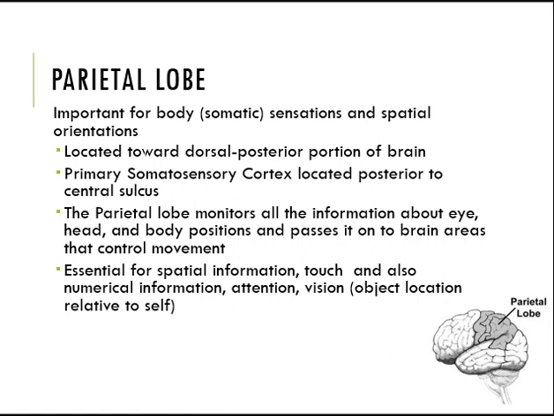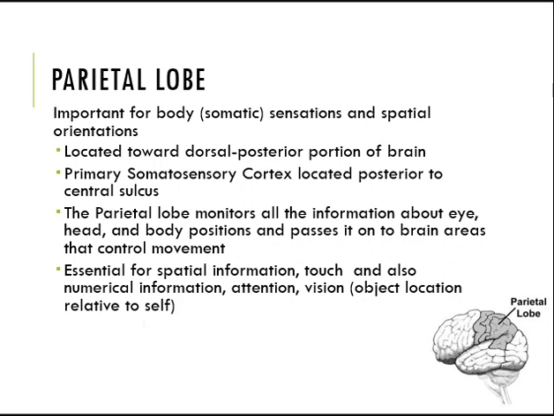The parietal lobe is located in the dorsal posterior portion of the brain and also contains the primary somatosensory cortex. It monitors all information about the eye, the head, and body position and will pass it on to areas that control movement. Perhaps some of this information will go to the primary motor cortex near the central sulcus. It is also essential for spatial information, touch from the somatosensory cortex, and importantly, numerical information, so processing numbers, attention, vision, so object locations relative to yourself.